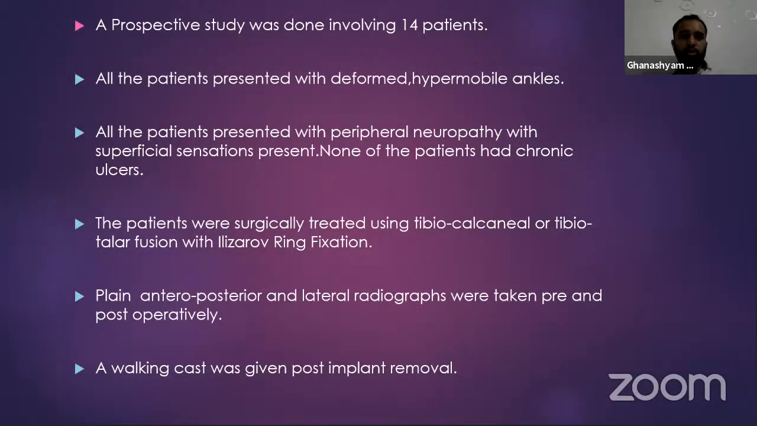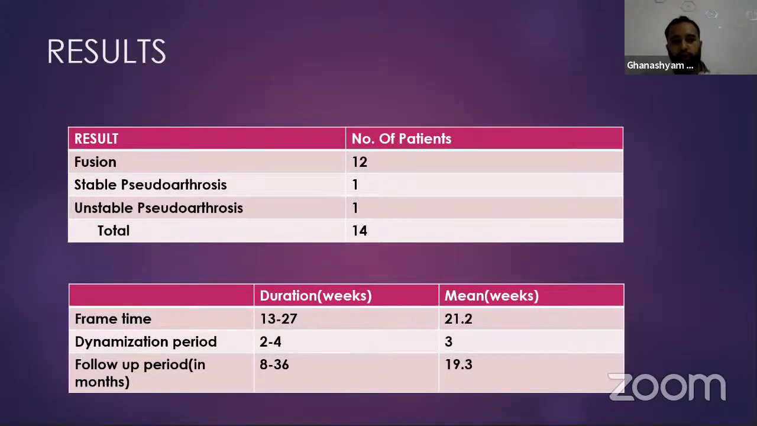So, the methodology. We have done a prospective study involving 14 patients. All the patients presented with a deformed hypermobile ankle. The patients also presented with a peripheral neuropathy. None of the patients in this study had any chronic ulcers. The patients were surgically treated using a tibiocalcaneal or a tibiotalar fusion with an Ilizarov ring fixation. Plain anterior-posterior and lateral radiographs of the ankle were taken pre- and post-operatively. Post-operatively, after the removal of the implant, a walking cast was given and gradual weight-bearing mobilization was done.